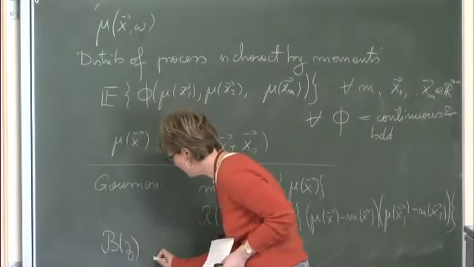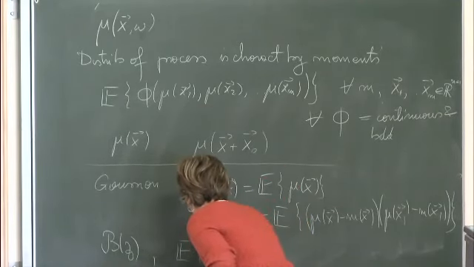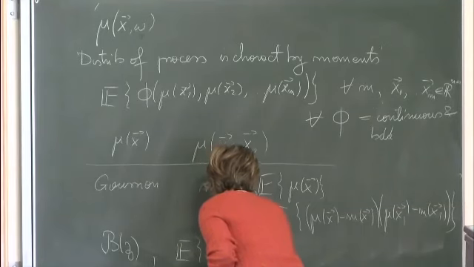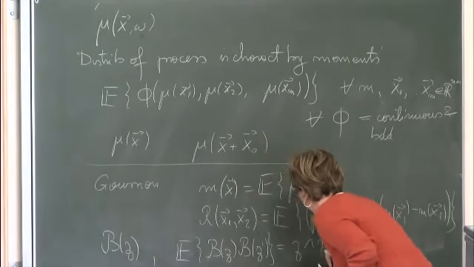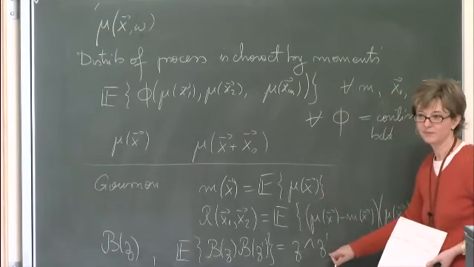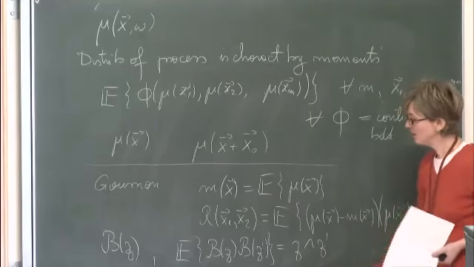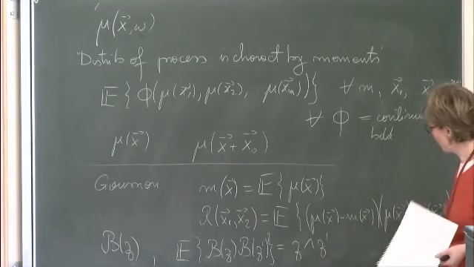So it has mean 0, and it has correlation, so this notation means the smallest between z and z prime. Okay, this is the smallest between z and z prime. So that's Brownian motion, and of course, it's widely studied.